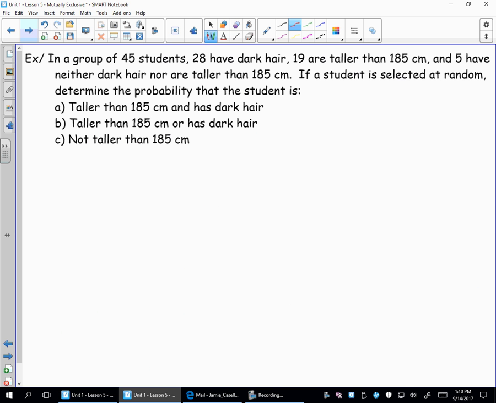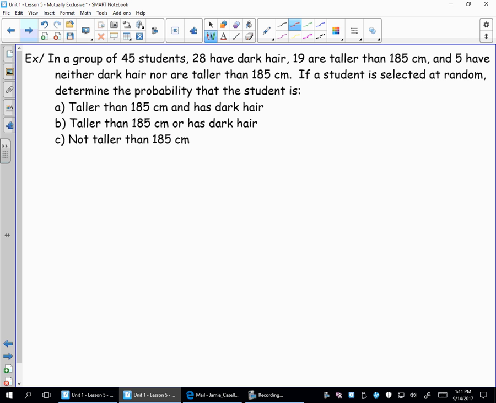Okay, you guys try one. So pause the video, give it a try, see if you can figure it out. You can use the formula or the Venn diagram method, your choice. A group of 45 students, 28 have dark hair, 19 are taller than 185 centimeters, and 5 are neither dark-haired or taller than 185.